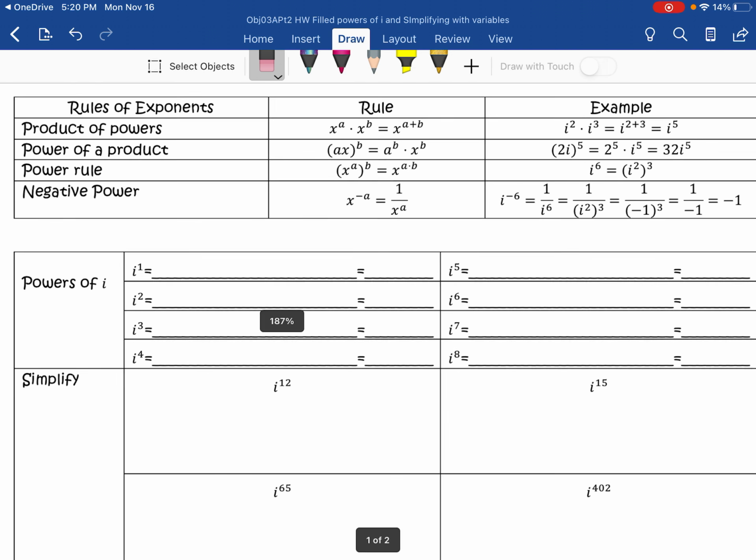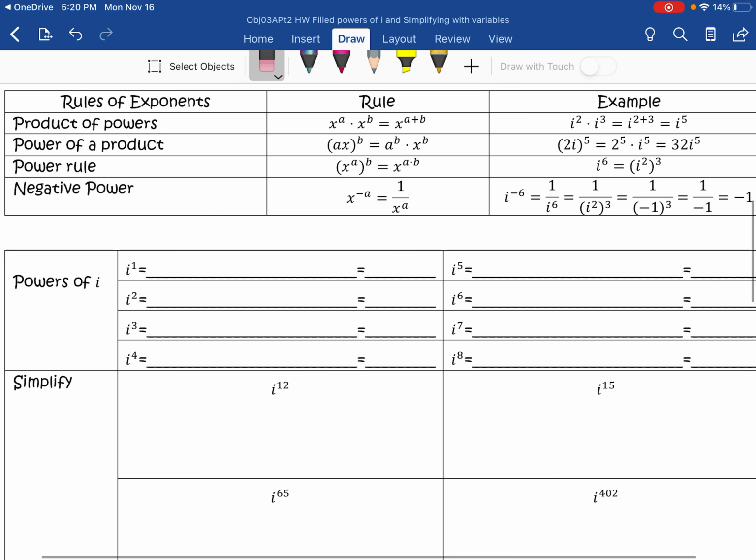Okay, so we're going to talk about powers of i, and you kind of have to remember your rules of exponents with this. So just bear with me. I put your rules of exponents here, which basically say that if I have x to the a and x to the b, I add my exponents. So if I have i to the second and i to the third, that's going to be i to the 2 plus 3, which is 5, if you remember.